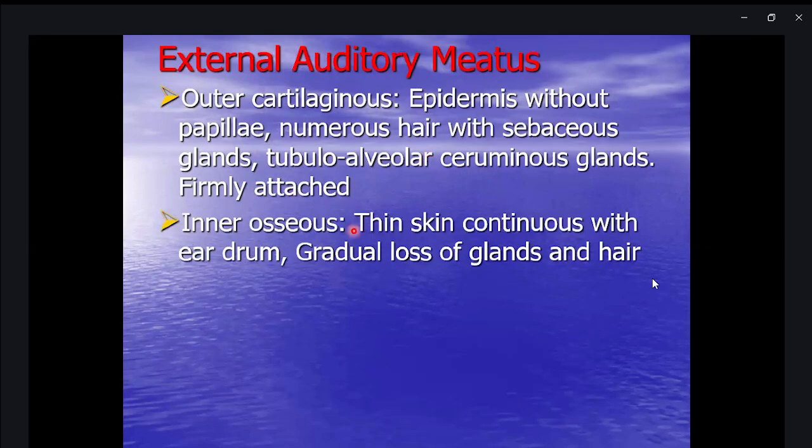The inner part is very thin, is continuous to the eardrum. So the glands are missing in that part. The hair are also missing as you move towards the inner.